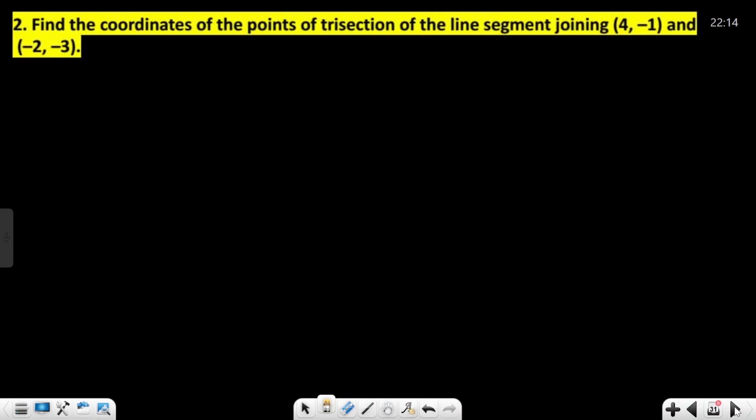Okay, similarly, we can solve question number 2. Question number 2 is: find the coordinates of the points of trisection of the line segment joining 4, minus 1 and minus 2, minus 3. What does trisection mean? First we make the line segment. Suppose A and B are the points on the line. First point coordinate is 4, minus 1. Second point coordinate is minus 2 and minus 3.